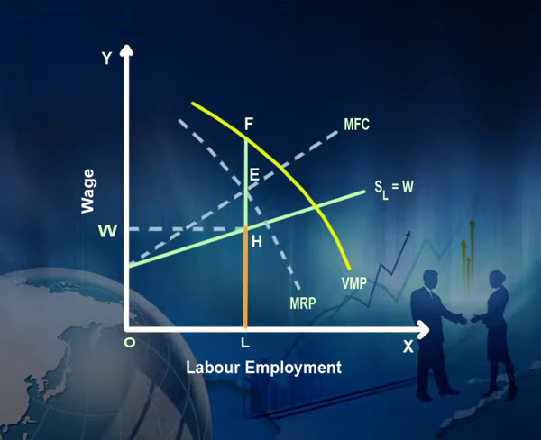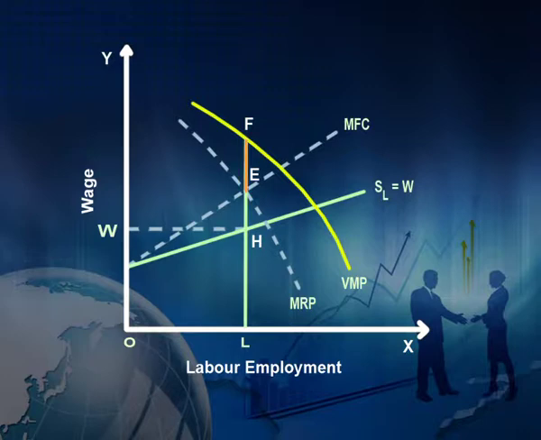Apparently, the wage rate LH is less than marginal revenue product LE as well as value of marginal product LF. The difference EH between marginal revenue product LE and wage rate LH is due to the existence of monopsony in labor market. Mrs. Joan Robinson termed it as monopsonic exploitation.